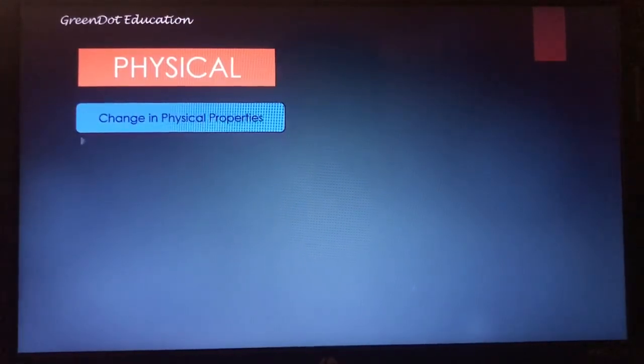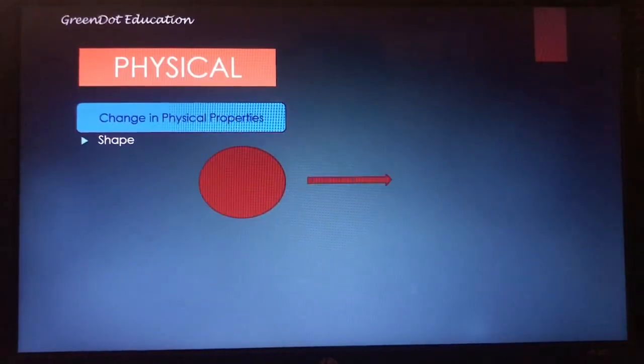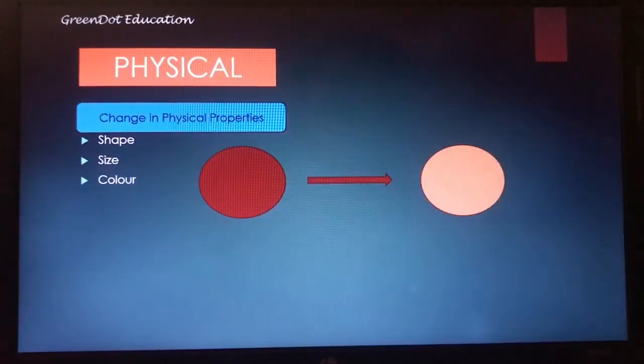For example, we have seen that there is a change in the shape of a substance in some events. And sometimes we have seen a change in the size of a substance, that is, it grows bigger, or sometimes it shrinks down. Sometimes we have seen that there is a change in the color of a substance. You might have seen that raw mangoes are green in color, and when they are ripe they are yellow in color. So there is also a change in color.